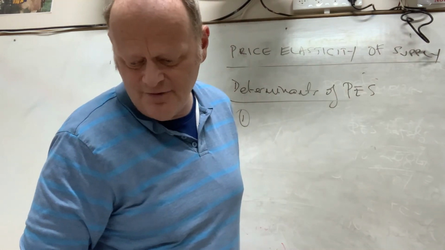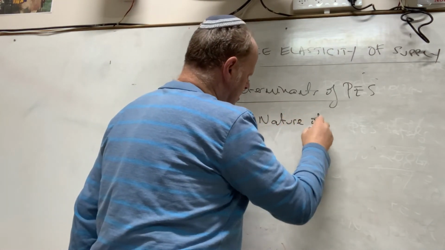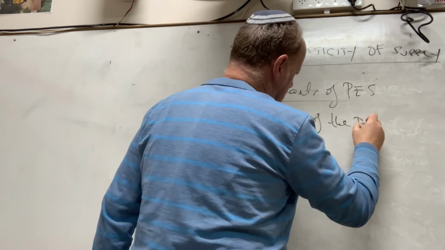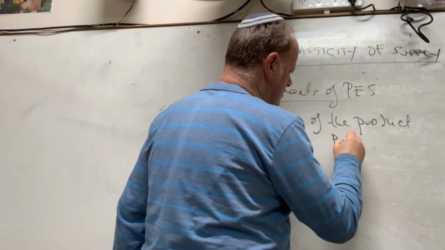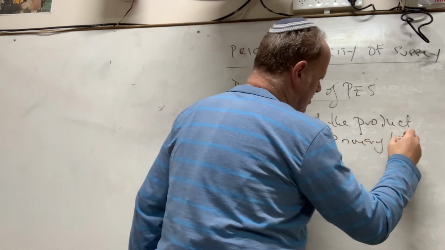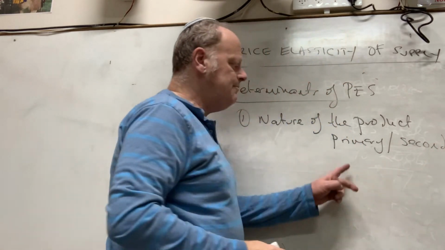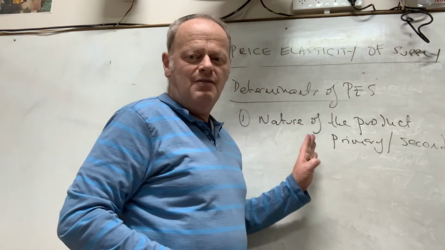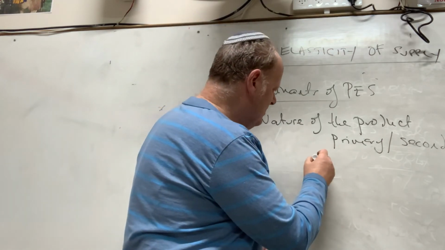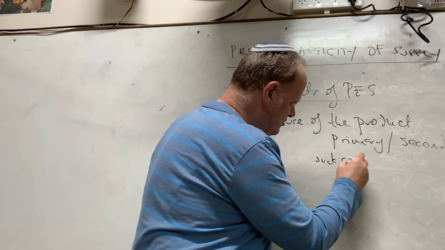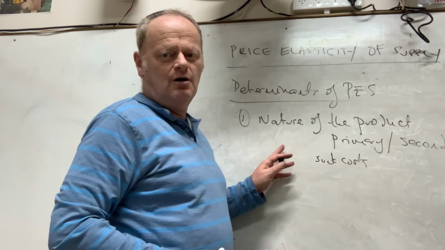The first one we're going to be having a look at is the nature of the product. Is it a primary product? Or is it a secondary product? If it's a primary product, then what's likely to happen is there are likely to be a lot of what you call sunk costs, S-U-N-K, costs. What is a sunk cost?